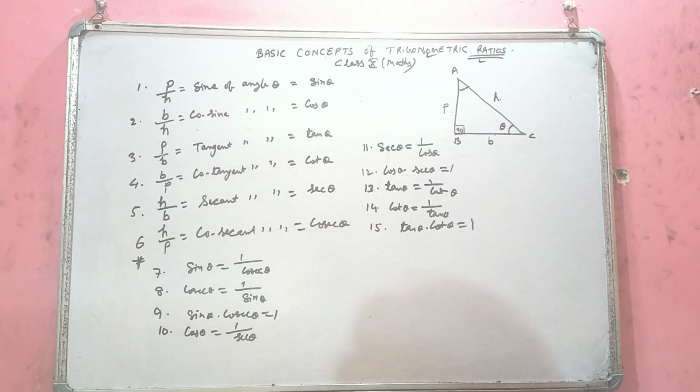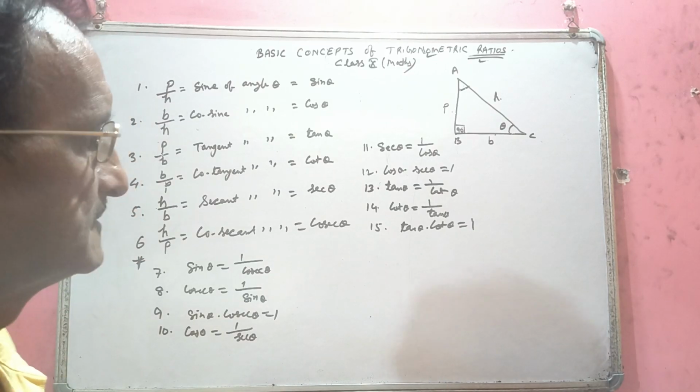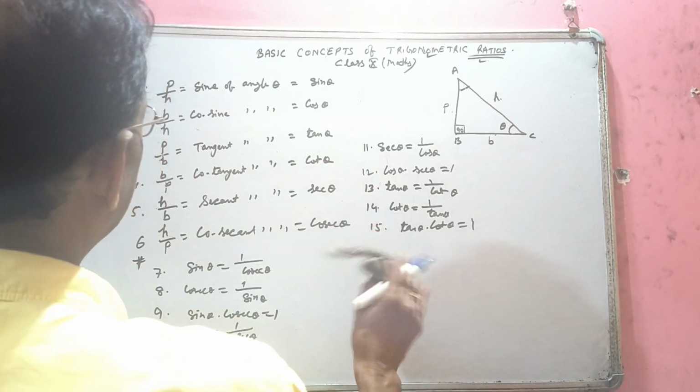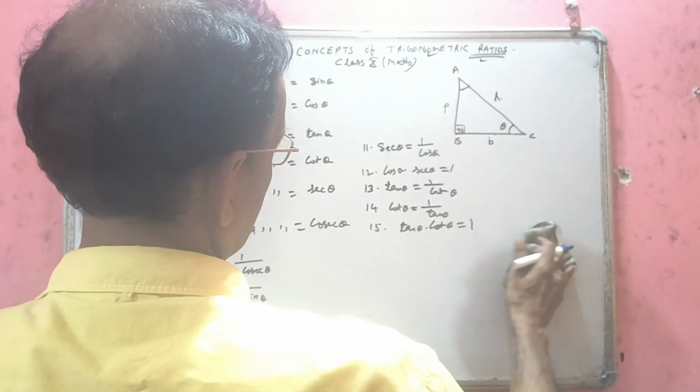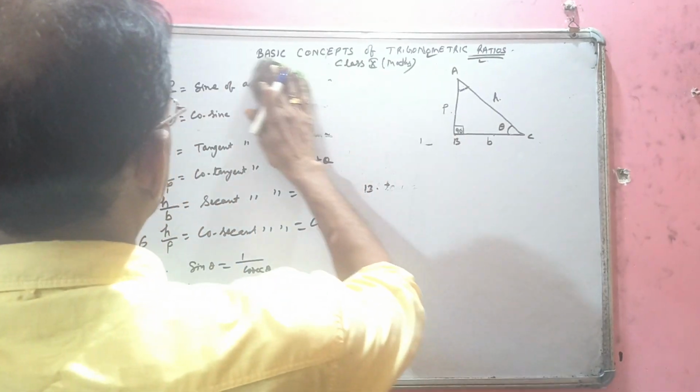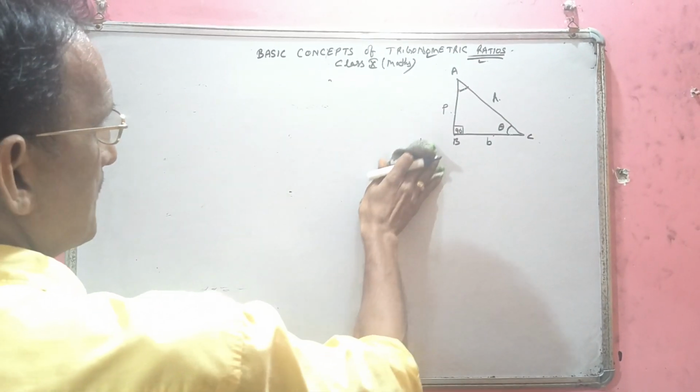So these are the relations between the trigonometric ratios. Now there are some identities needed here. So I can omit all this. Now we'll come to the trigonometric identities.